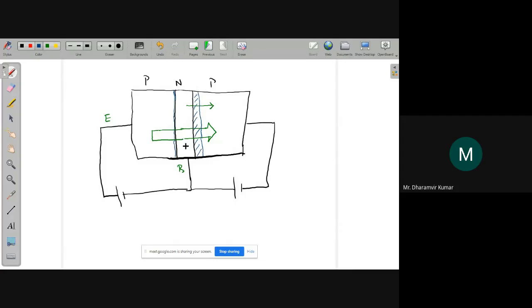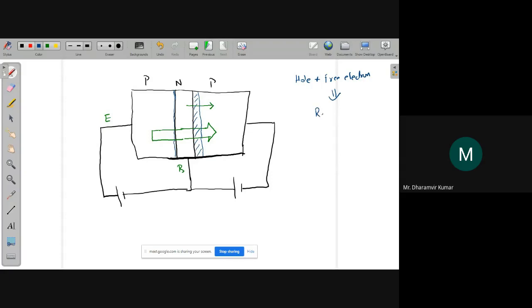So when holes are entering from emitter to base, there is a chance that some of those holes entering the base region may get neutralized by the negatively charged electrons already present in the base region. We know that whenever a hole combines with a free electron or simply a moving electron, what is the result?